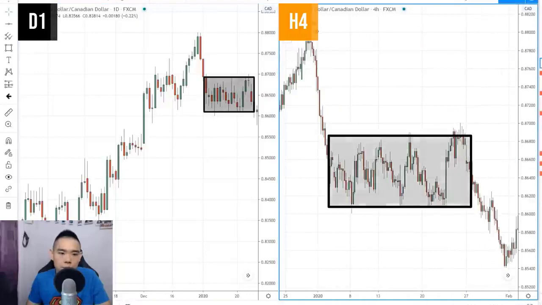Okay, so now you understand where you are in the big picture. Daily time frame, it's here. 4-hour time frame, it's here. So what are we looking for? We are looking for, number two, a false break setup on the lower time frame.